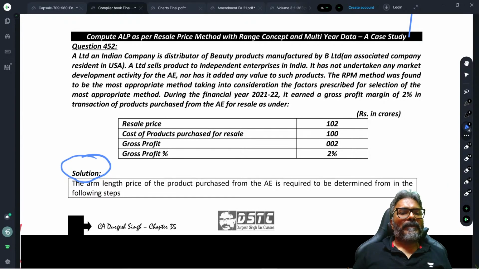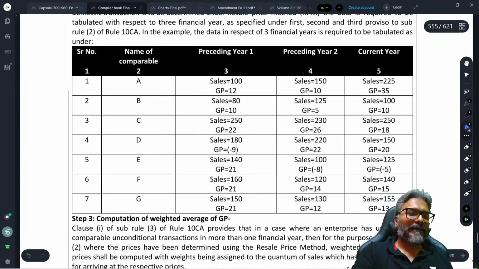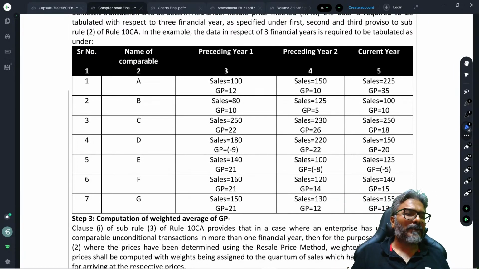So now, in this regard, the arm's length price of the product purchased from the associated enterprise is required to be determined in the following steps. Now students, see herein. These are the data given to you. This is part and parcel of your question itself. Again, I am repeating this point, students: this is part and parcel of your question itself.